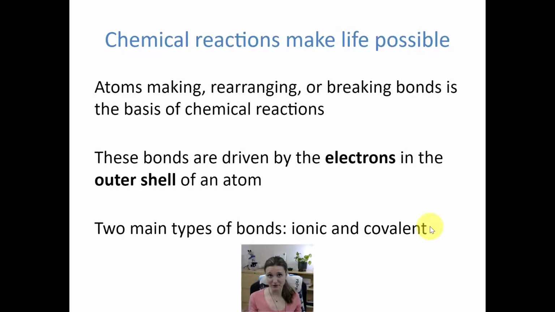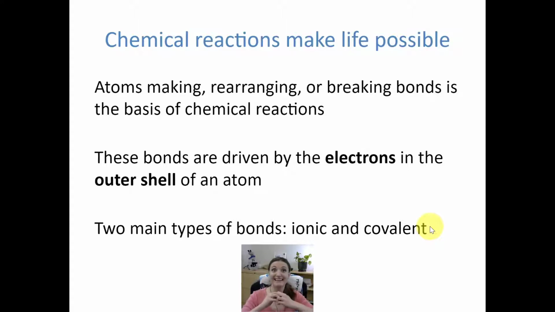Now that we know the basic structure of an atom, we can start to dive into how chemical reactions happen, right? And again, chemical reactions are important because chemical reactions is what life is. Everything that's happening in our bodies and our cells that maintain those qualities of being a living organism is because of chemical reactions, right? And a chemical reaction is really just atoms making or breaking or rearranging bonds.